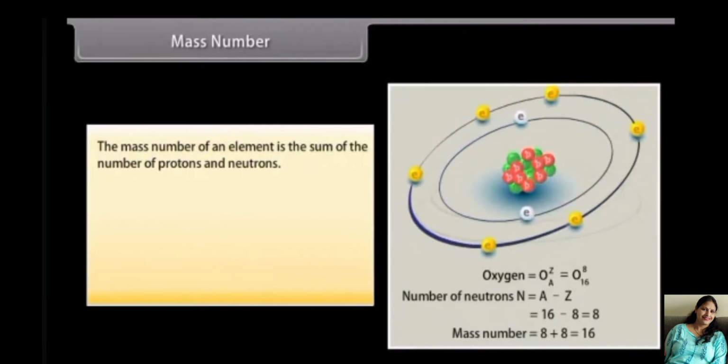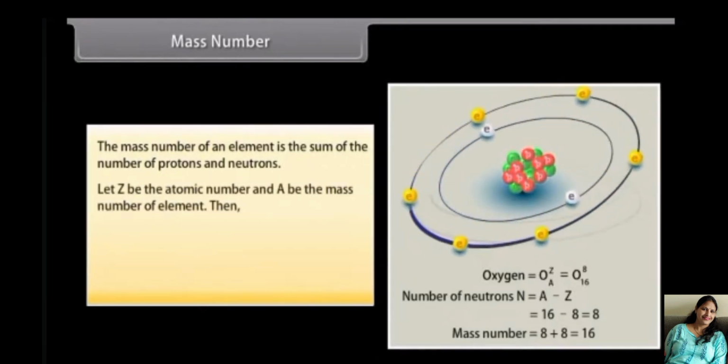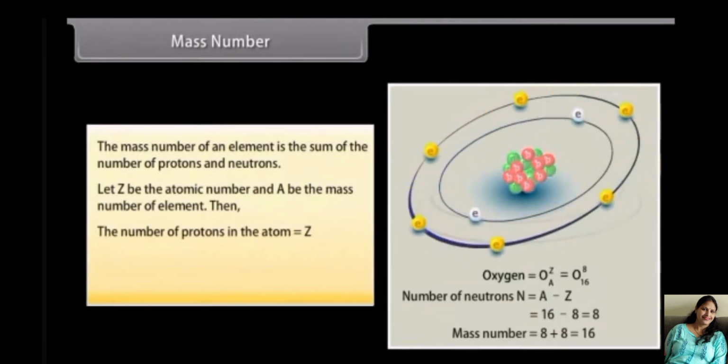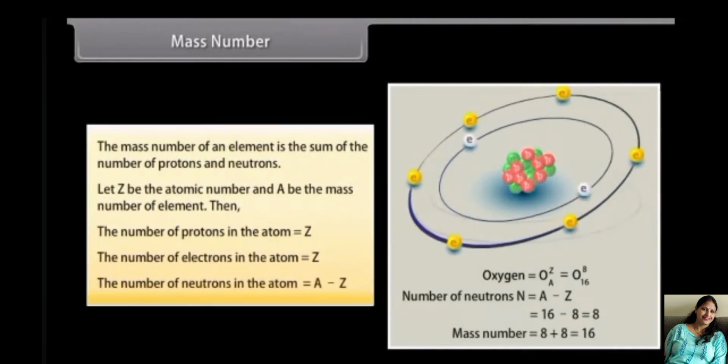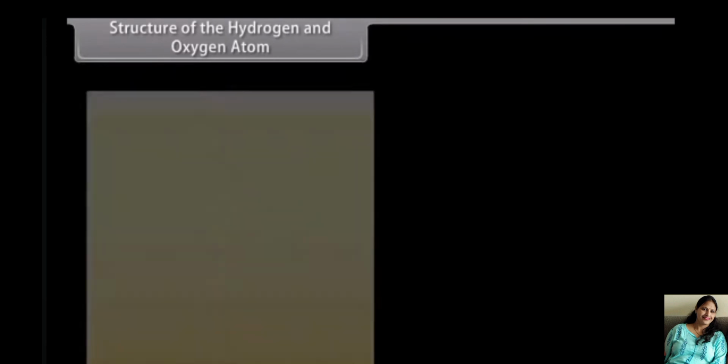The mass number of an element is the sum of the number of protons and neutrons. For example, we will consider an element's mass number, and it is represented by Z. The number of protons in the atom is Z, the number of electrons in the atom is Z, the number of neutrons in the atom is also Z.